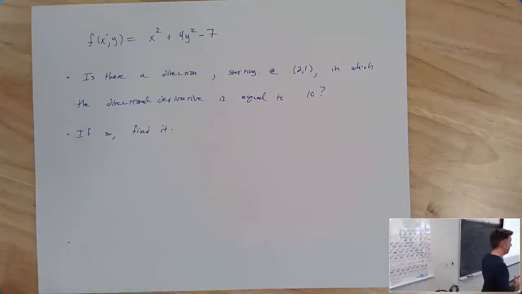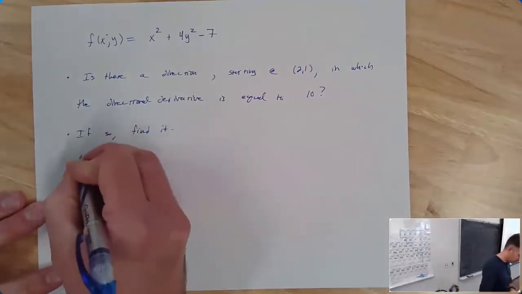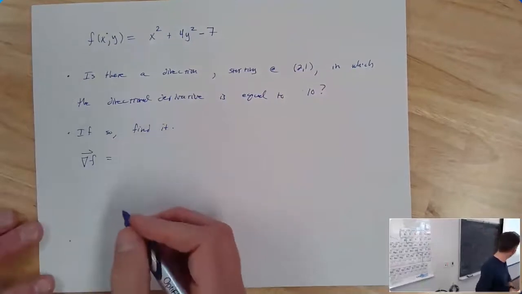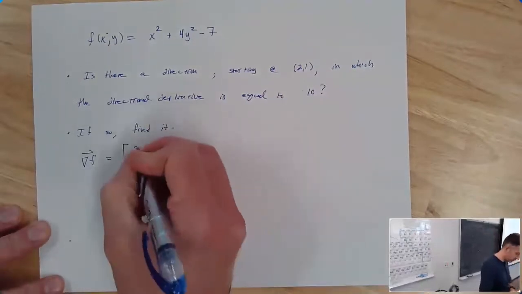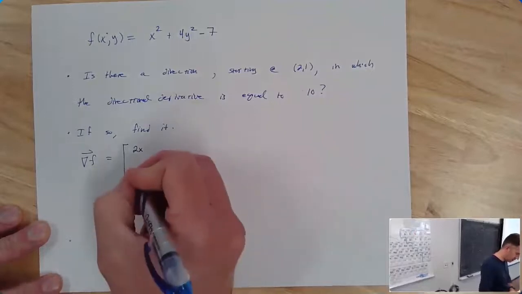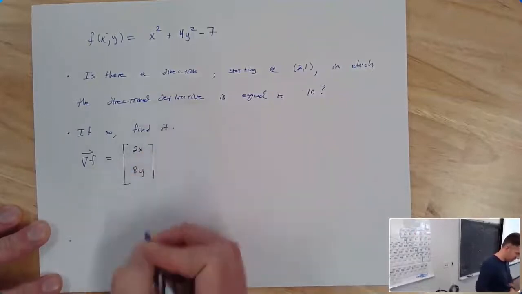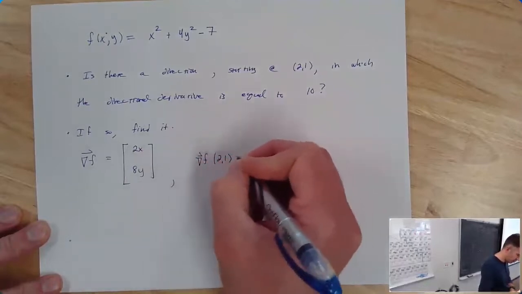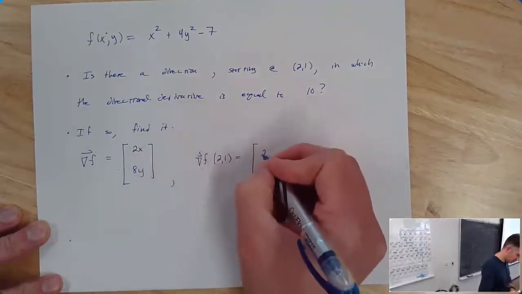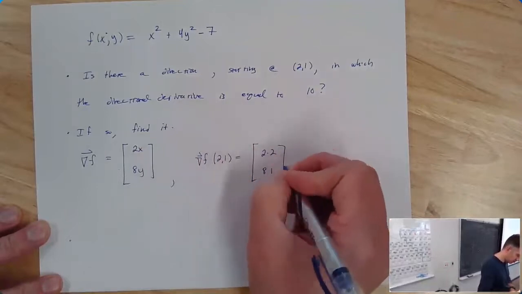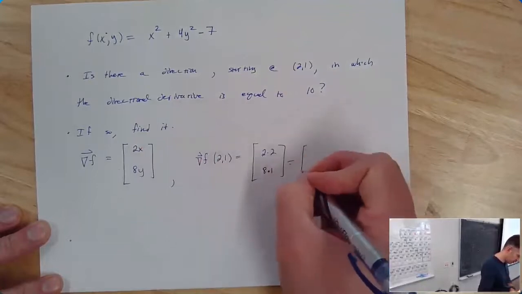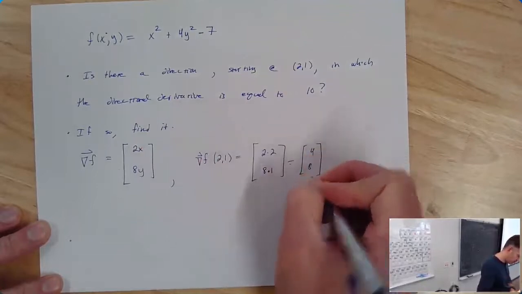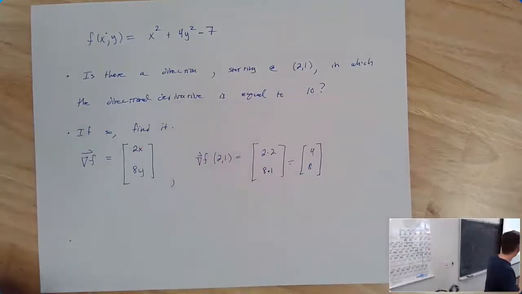So we first have to answer how big the derivative can be, aka what is the magnitude of the gradient. So the gradient here, well, the gradient anywhere, just like before, partial with respect to x, which is 2x, partial with respect to y, which is 8y. So then if we plug in our point, the gradient at the point (2, 1) is going to equal 2 times 2, 8 times 1, which is the vector (4, 8).